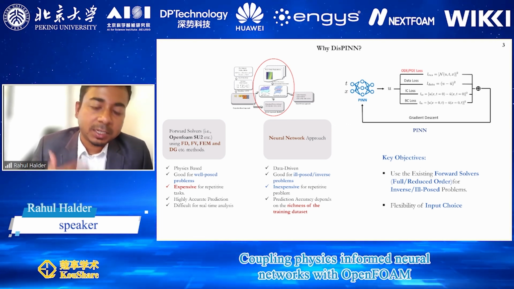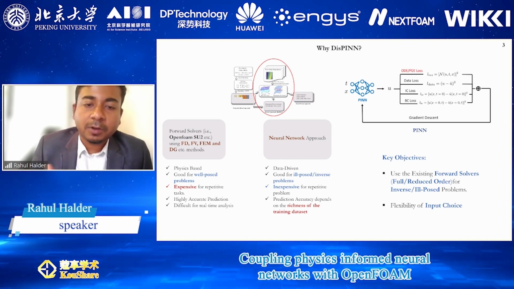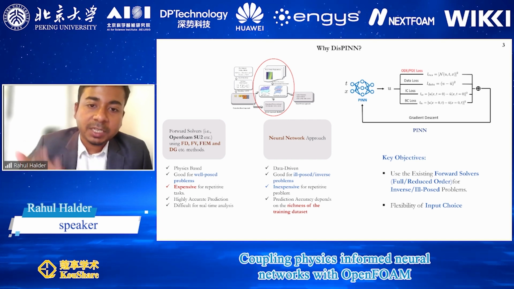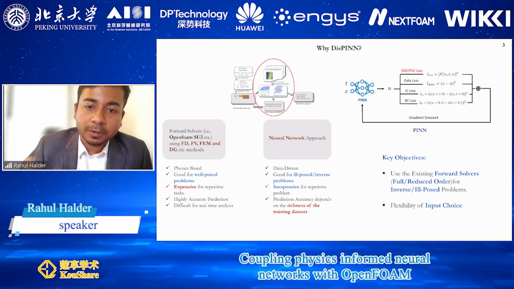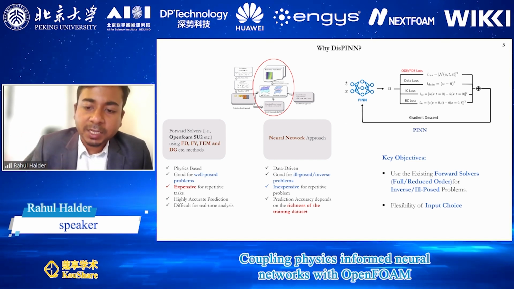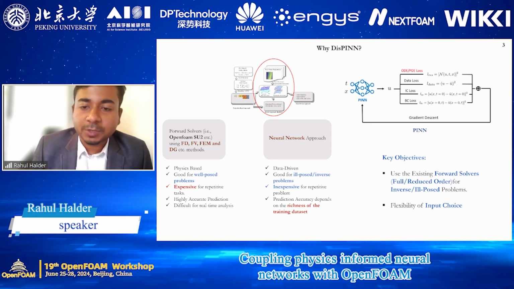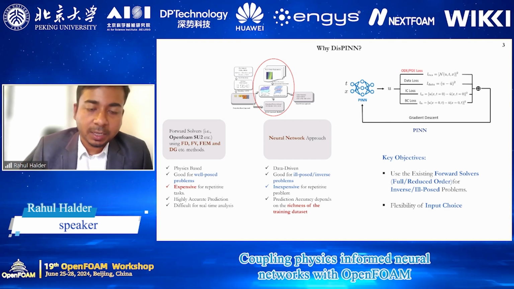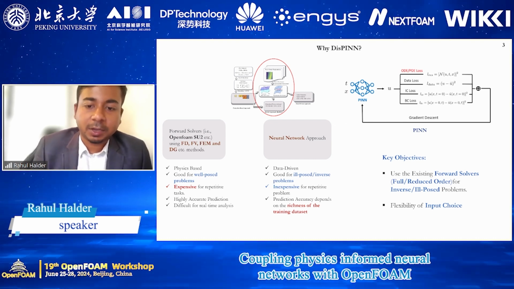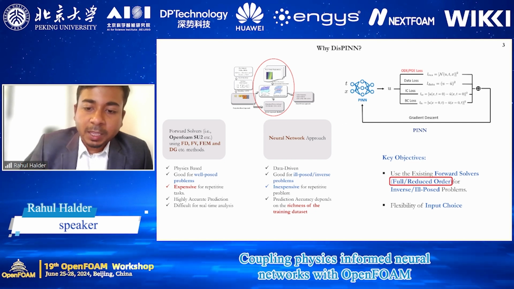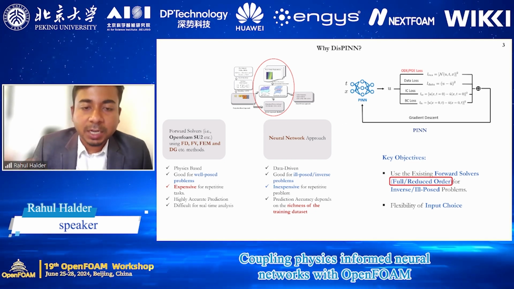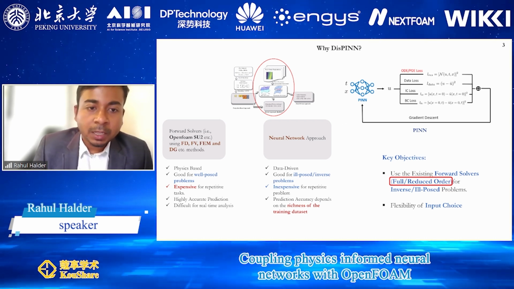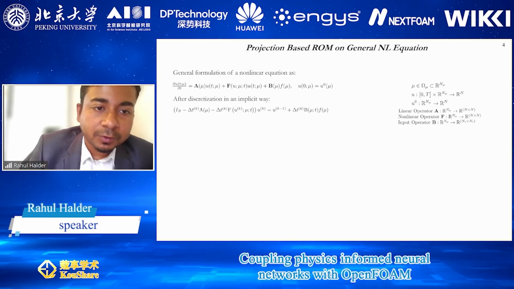If any industry is using a forward solver for solving their problems, and they want to use some kind of machine learning based approach for solving their inverse problems or any optimization problems, they should use that forward solver as is. That's the objective. And you can use both full order simulation as well as projecting them on a reduced space. So this is what I'm talking about, full order simulation.